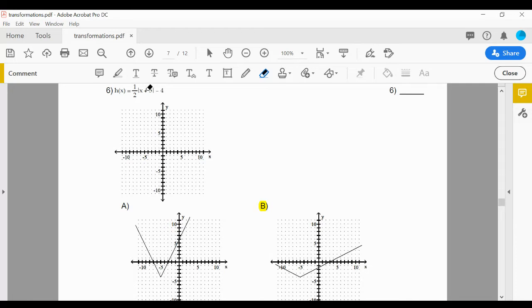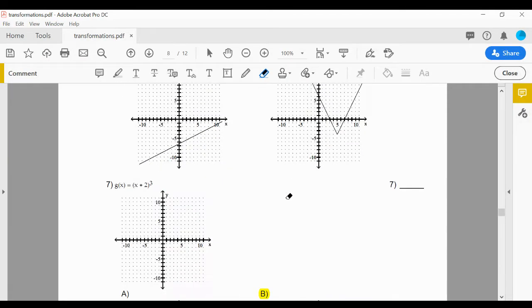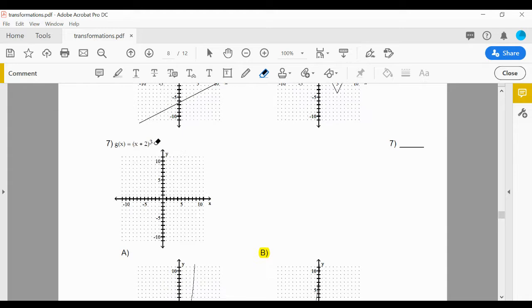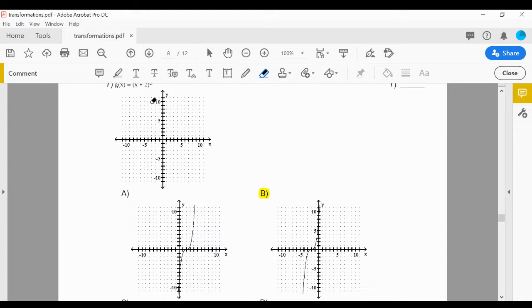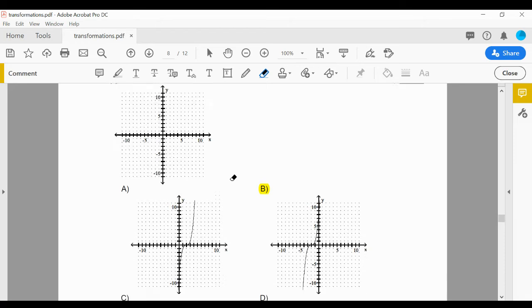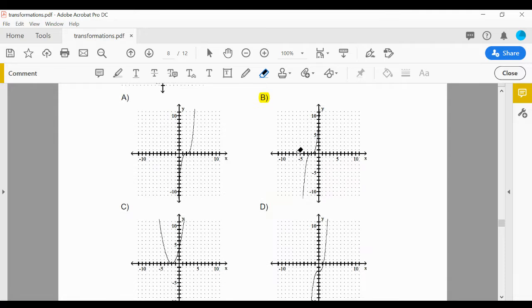So you can see here, this is a left movement. This is a compression. All right, you got squeezed. Then the absolute value, the V shape, got moved 5 units to the left, and then a -4 means it got shifted down 4 units. Number 7, it's a parabola. I'm sorry, it's a cube. It's an S shape. The +2 means it got shifted 2 units, not to the right, but to the left. But once again, you put that into your calculator, it's going to come up with letter B.